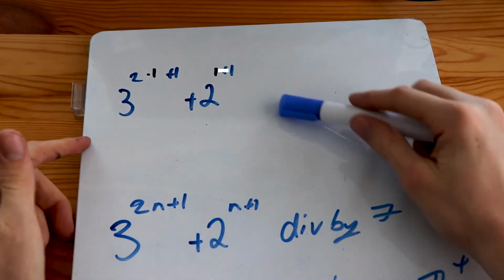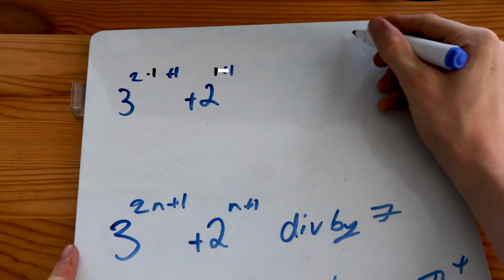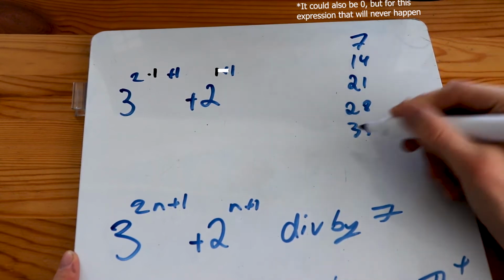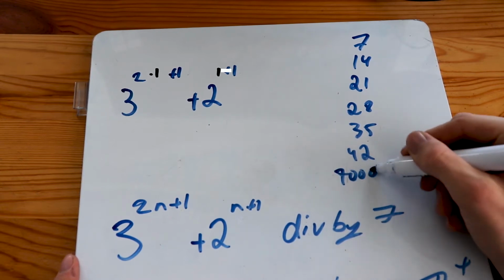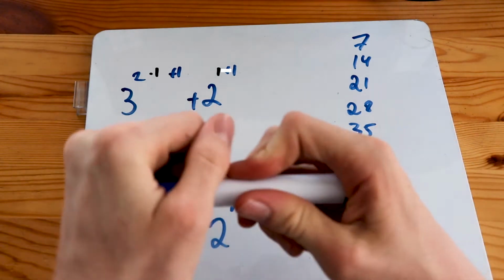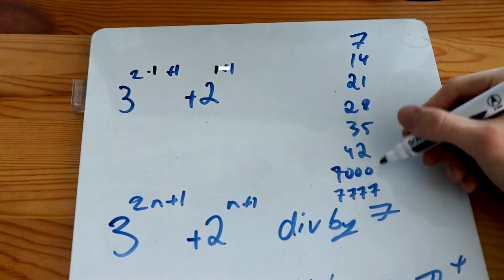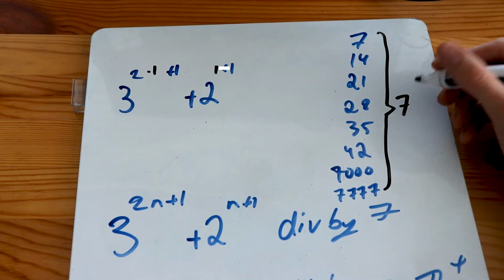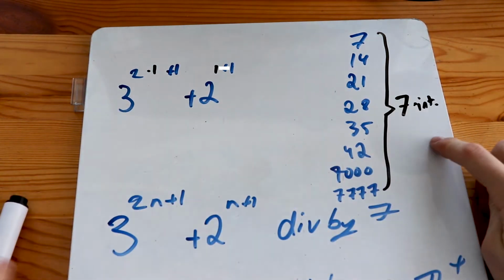And if this is divisible by 7, that means that it's going to be an integer multiple of 7. So it could be 7, 14, 21, 28, 35, 42. What's another multiple of 7? 7,000, 7,777. Any multiple of 7 that you like. The thing that all these terms have in common is that they are 7 times an integer. This is important, I'm going to come back to this later.